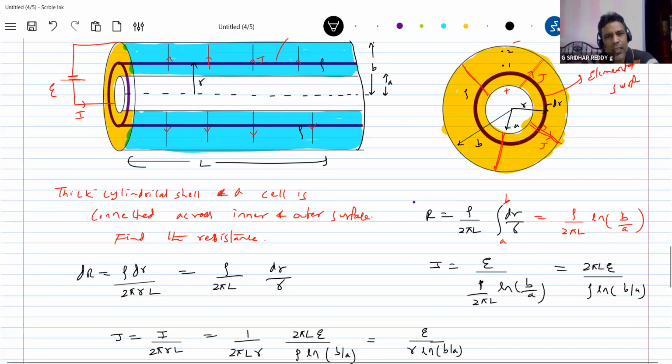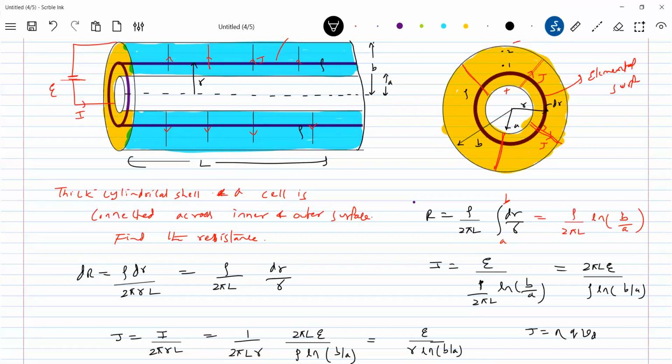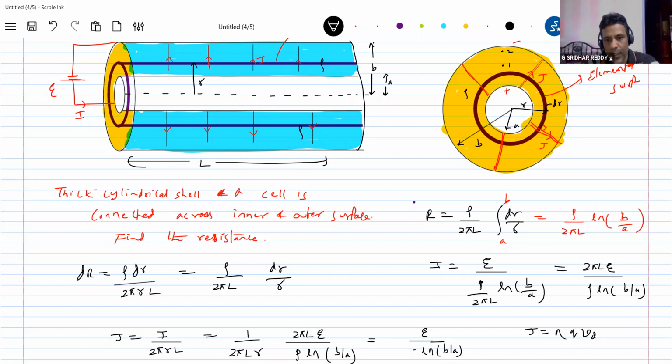Whose help should I take to get this speed? J equal to n q v_d, no? Look at the current density as it moves. So rho is also there, sir, in the denominator. Rho. I think I missed it. Okay, fine. Yeah. Okay, this much is there.